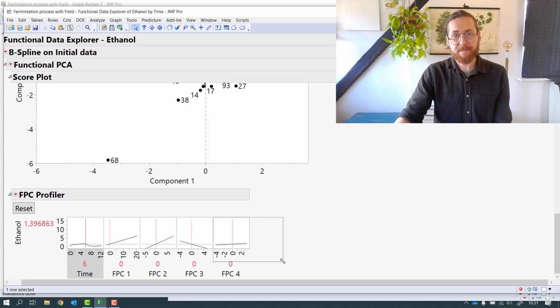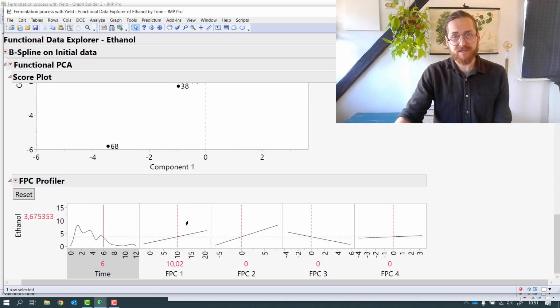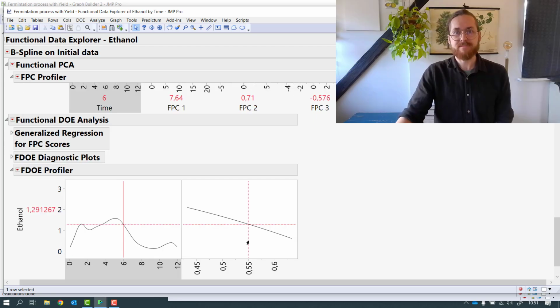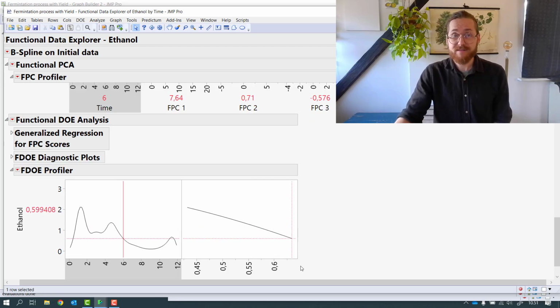Then we go down here, and we can see that by changing the amount of the different FPCs, I will get different curve behaviors. And then again, the really important part comes when I link this to the functional DOE analysis. So if I want to have a high yield, I should have the variation in the beginning of the curve. And if I want a low yield, I don't know why I would want that, I should have the variation in the middle of the batch production.